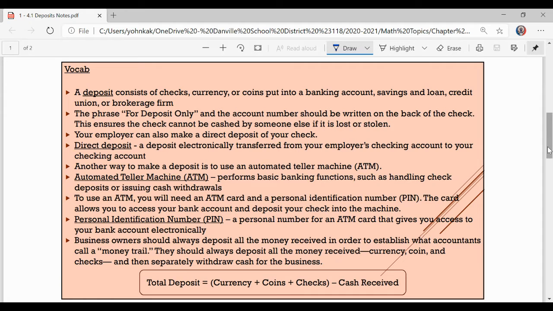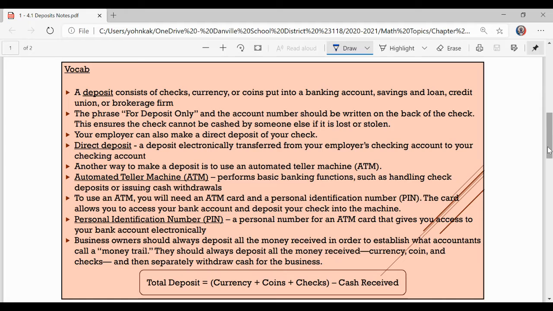An ATM performs basic banking functions such as handling check deposits, issuing cash withdrawals. You can do almost everything at an ATM that you can do from a regular, walk-up bank. To use an ATM, you will need an ATM card and a personal identification number, or a PIN. This card allows you access to your bank and deposit your check into the machine. It's a debit card. Your debit card is essentially your gateway to your checking account.